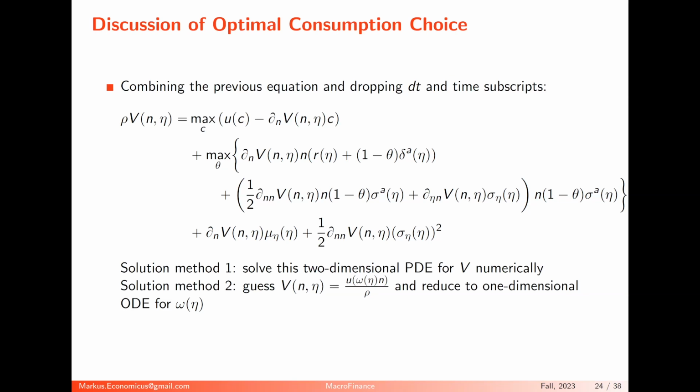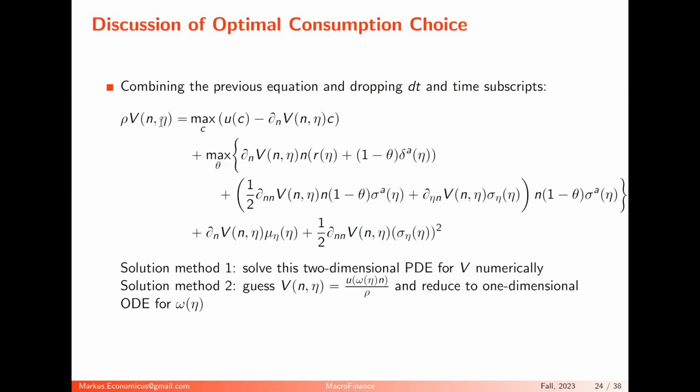So what we do next: combining the previous equations and dropping dt, just for notational simplicity, and the time subscripts, you get essentially this equation we have. And the solution method: solve the two-dimensional PDE for V numerically, or you guess this formula and reduce it to a one-dimensional ODE in omega. Okay, so you can actually say, oh, I have to solve for the value function, which is a function of n and eta.